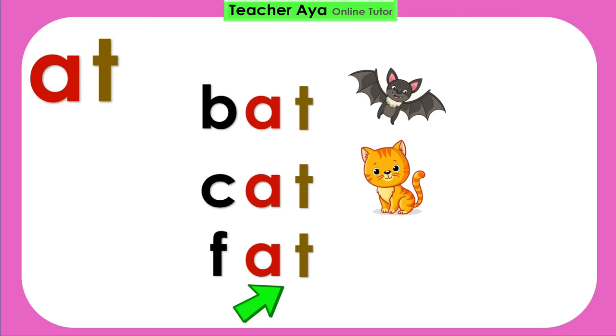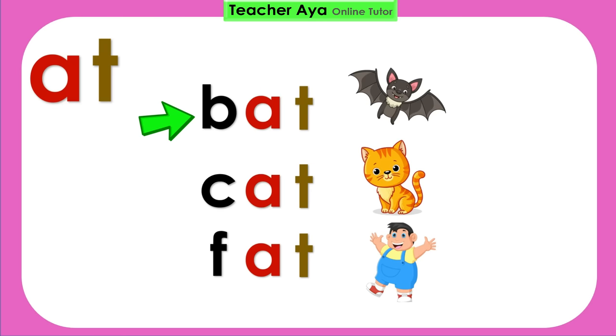F, at, fat. Again, bat, cat, fat. You're doing great, children.